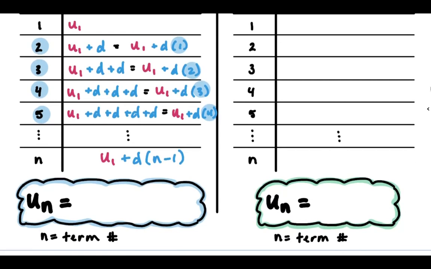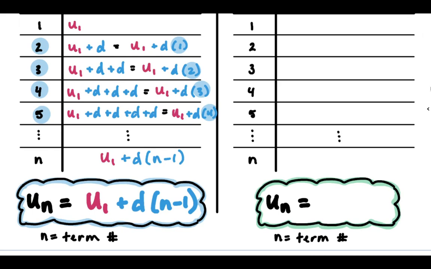For any term in the sequence, u sub n, you can find it by taking the first term and then adding the common difference, n minus 1 times. N represents the term number, so if I give you 100, you can just plug 100 in here and calculate the 100th term. That's our explicit formula. Yay, we did it! Okay, we're going to go through that again with geometric, and then again in the examples video, we'll actually do this with some actual sequences.